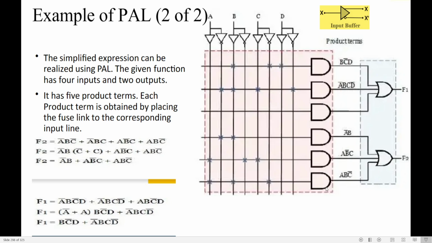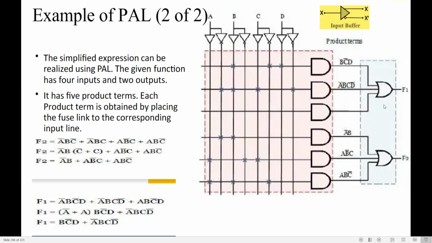Now come to the next 3 gates. What is the first term? A bar B. So A bar cross mark, B cross mark. This is A bar B. Next is A B bar C, so A B bar C. Next is A B C bar, so connected. Okay. Now I have got all the AND terms. This is programmable. That is why we have given all cross marks.